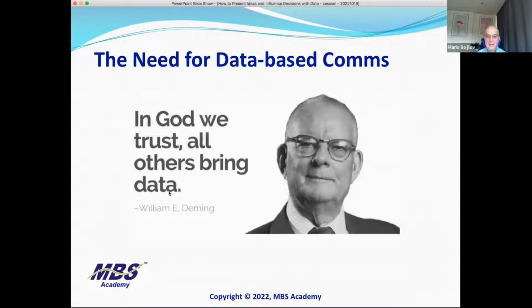And here is one of my favorite quotations from W.E. Deming. This is the guy who is credited with putting the Japanese industry back on its feet after World War II. He was a statistician by trade. And he said, in God we trust, all others bring data. How true is that? We can have all of these ideas, we can base our strategy on ideas and views and more abstract concepts. However, we actually want hard facts supporting whatever we are doing.